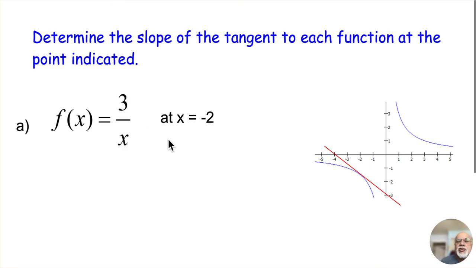This one says determine the slope of the tangent to each function at the point indicated. To each function meaning there's one here and there's going to be one on another screen. Now I've graphed 3 over x, which is the reciprocal of a linear function, so hopefully you're familiar with that. That's the blue curve there. And at x equal to -2, right about here, I've drawn a tangent in, so you can see what it is approximately. And we're going to try and see if we can figure this out.